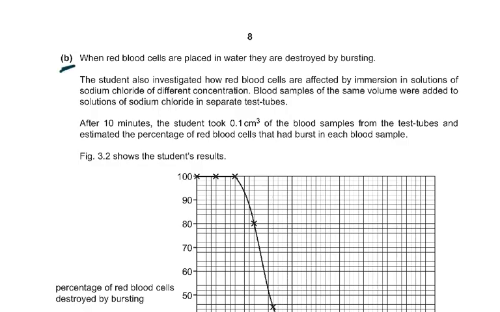Coming to the B part of the question. When red blood cells are placed in water, they're destroyed by bursting. The student also investigated how red blood cells are affected by immersion in solutions of sodium chloride of different concentrations.